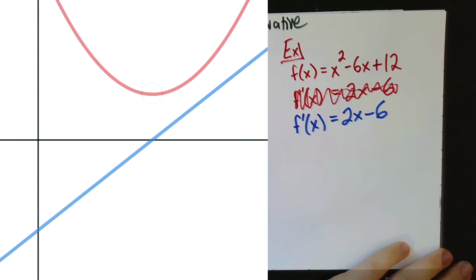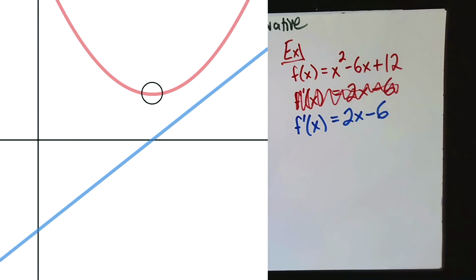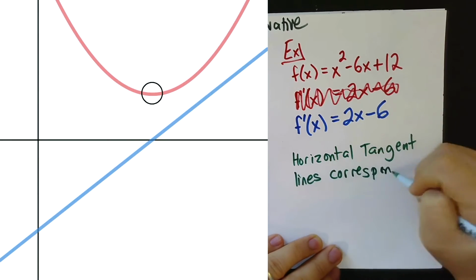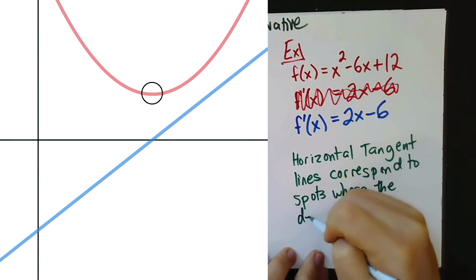I think that's clearest at this point here that I've circled. If you imagine drawing in a tangent line to the red graph here, that tangent line is horizontal, and a horizontal line has a zero slope. So a point where the tangent line is horizontal always corresponds to a spot where the derivative is 0.